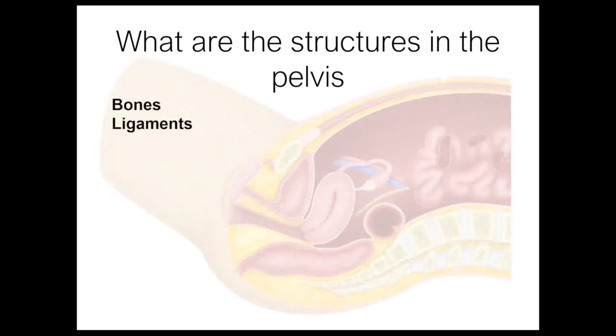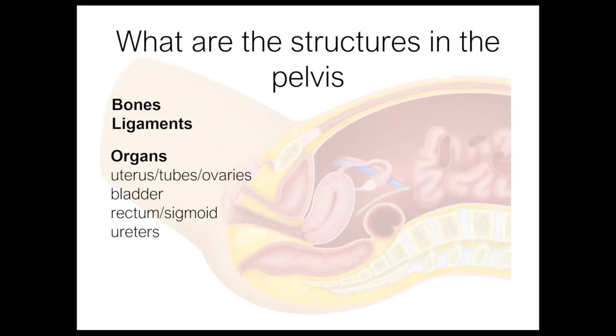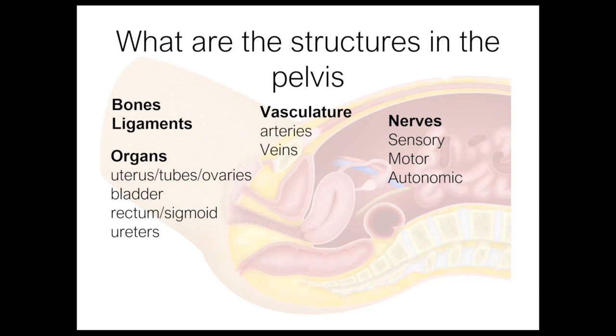The first, we see bones and ligaments. Then we see organs. The organs are the uterus, tubes, ovaries, bladder, rectum, sigmoid, ureters. We see vessels, we see arteries, we see veins, and we also see nerves. Nerves can be sensory nerves, motor nerves, and autonomic nerves. So that's what I'm going to go through in this lecture.